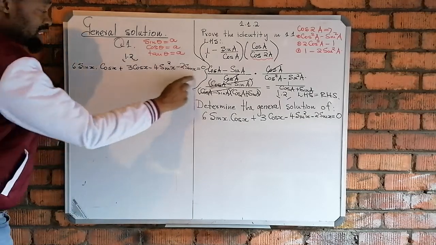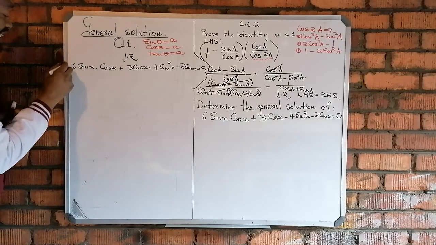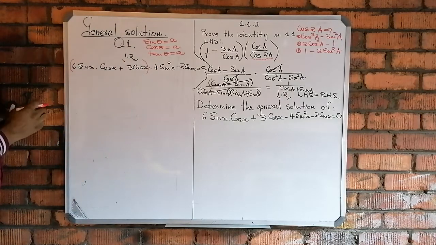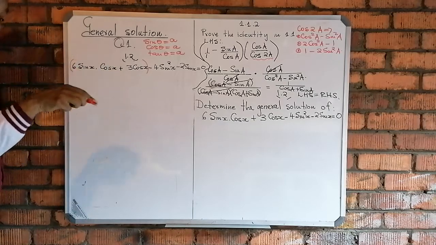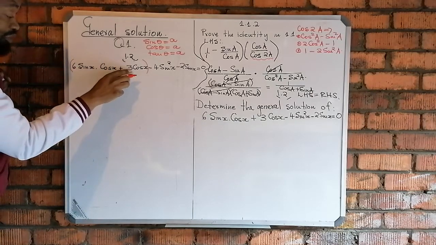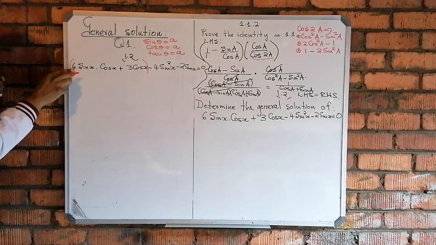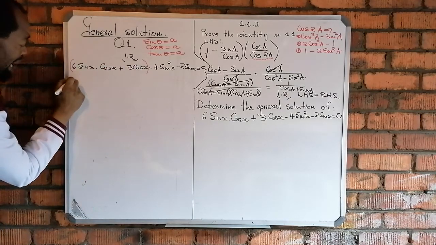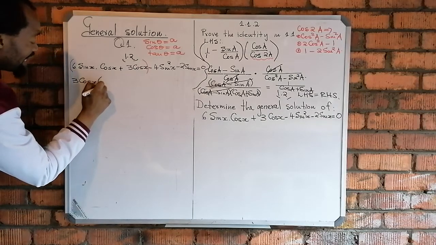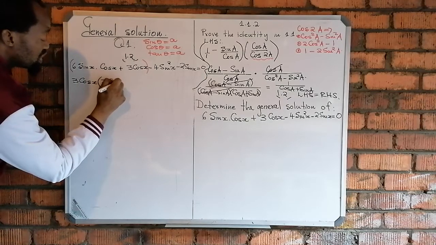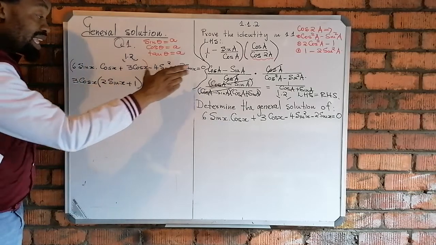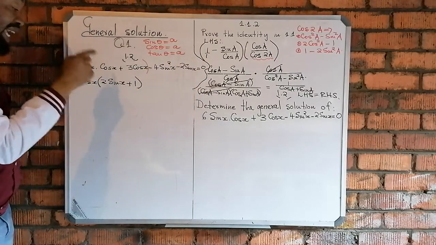If you look at this particular equation, if I take these two terms, there is a common factor, and the common factor, the highest common factor, remember, is 3 cos x. That means I must remove 3 cos x, and I'm left with 2 sine x plus 1. Now, what you need to know here is, when you do this in that one, you should get exactly the same bracket.